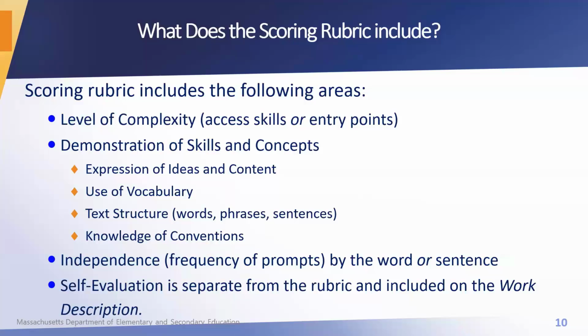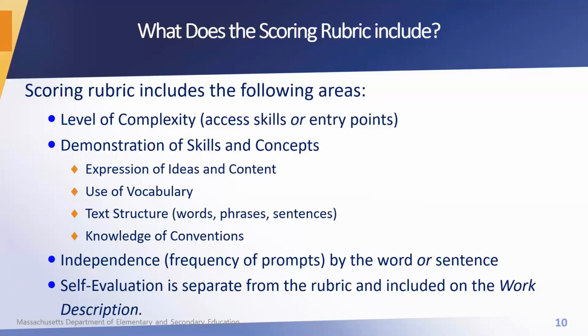So what's included on this scoring rubric? First of all, the level of complexity, either access skills or entry points. Same as we've done yesterday in science and also here. Access skills or entry points, those are your two choices. This is where we're going to get our accuracy from. It's a demonstration of skills and concepts, which is accuracy.